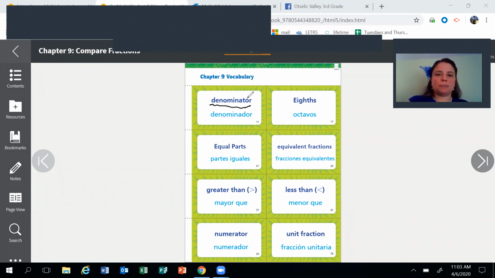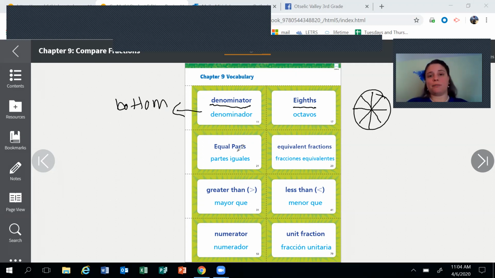And the denominator is always the whole, as in how many pieces are in the whole, or how many pieces are in the group, okay? And then this next one is eighths. So that means we take something and we cut it into how many pieces? 8. Okay. Equal parts. Now this is just part of fractions. Like if they're not equal parts, then they can't be a fraction. So every time we have a fraction, we have to make sure all the pieces are equal.